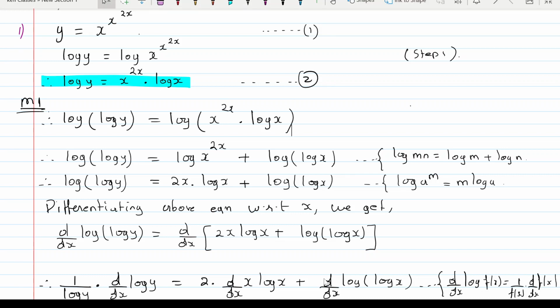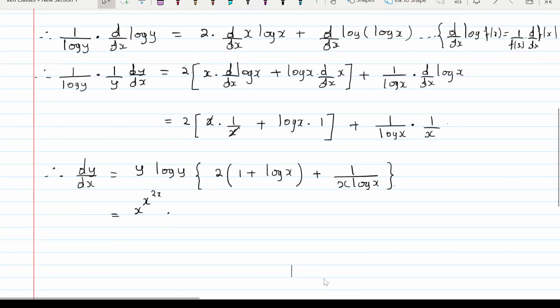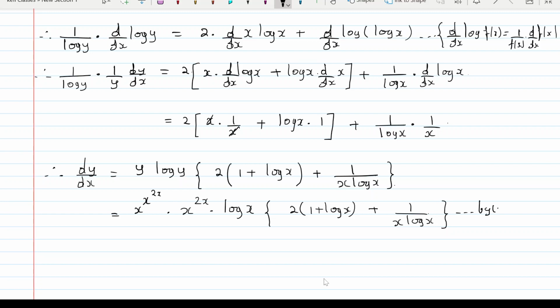So these are from equations 1 and 2. Okay, so we will write it over here. This is x raised to 2x into log x, correct? And then into brackets, this is 2 into 1 plus log x plus 1 upon x log x. Problem is over. This is by 1 and 2. ठीक है, that's all.